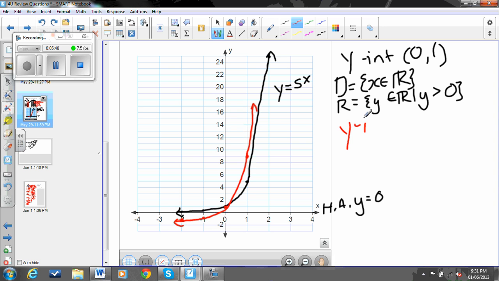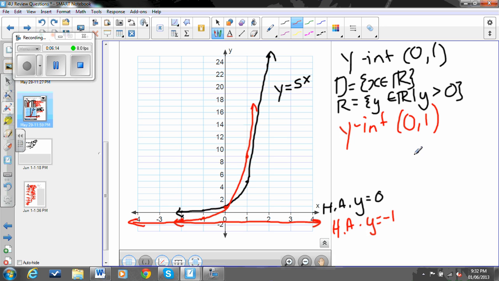Our y-intercept is still at 0, 1. However, our horizontal asymptote has shifted down 1 to y equals negative 1. Our domain is still x as an element of the real numbers, but our range has changed. Y is an element of the real numbers such that y is greater than negative 1.